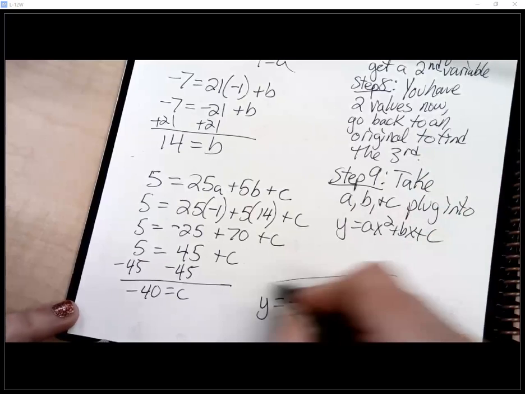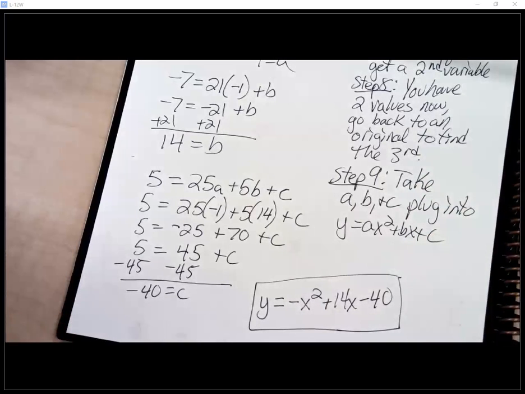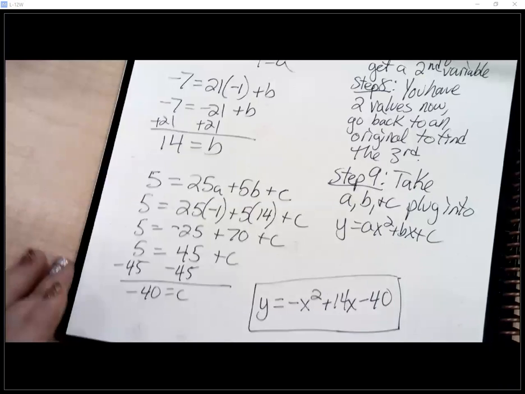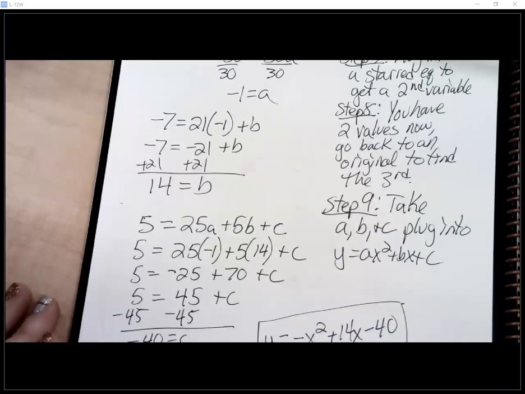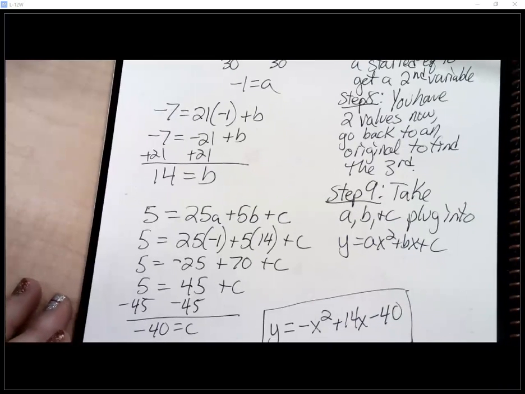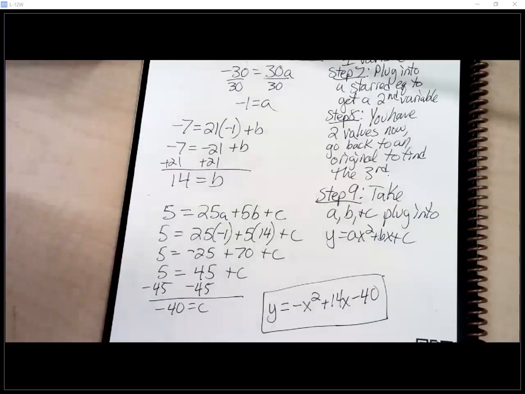After doing all of that work, you're almost scared to check it, right? Because if it doesn't work, it's like, are you kidding me? But here's one thing that I will let you in on, this little tiny secret. For all the problems that we're gonna do today, A, B, and C are going to come out as integers.